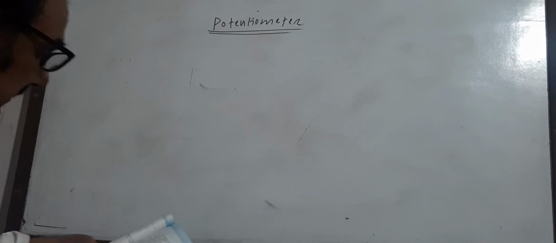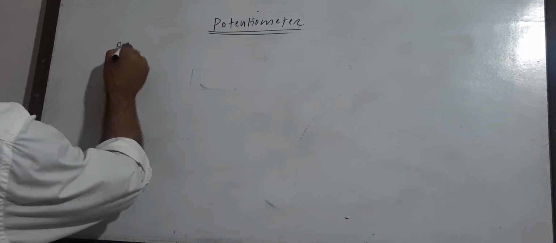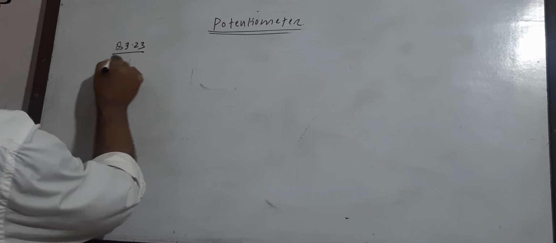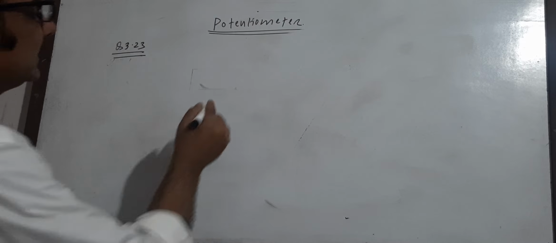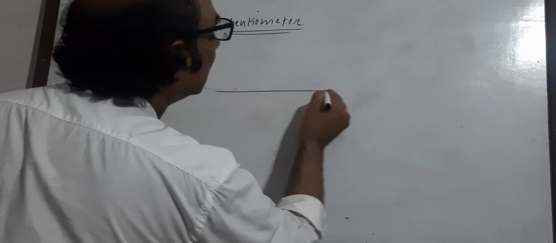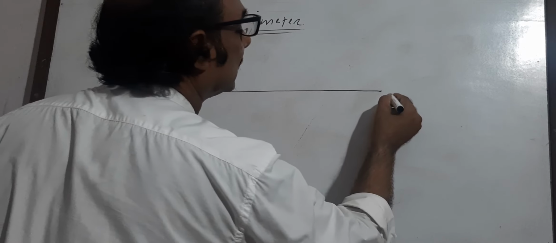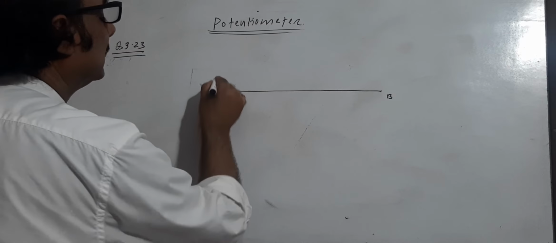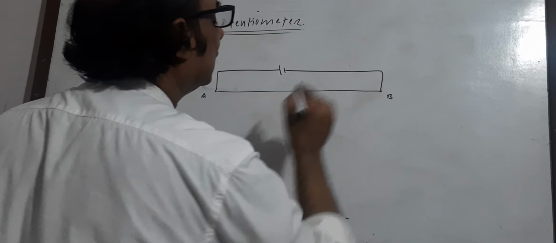Another question is 3.23. This is the wire of the potentiometer, represented by AB. The driving circuit consists of the cell like that.